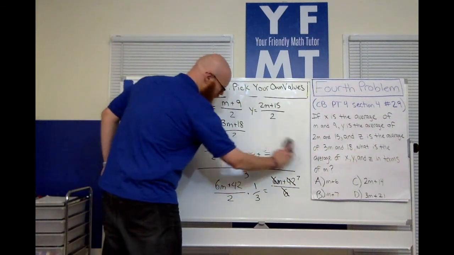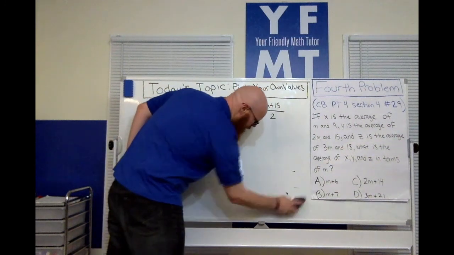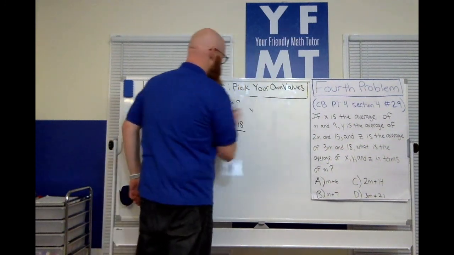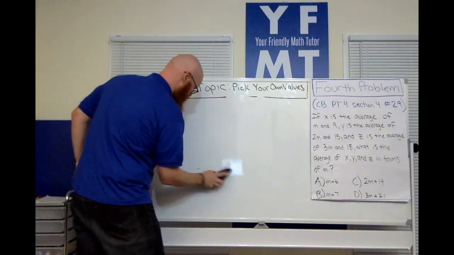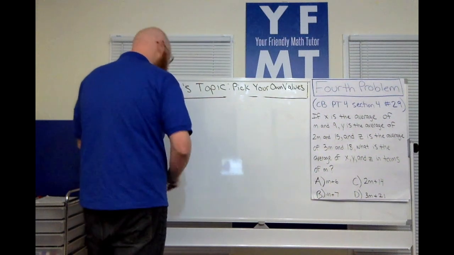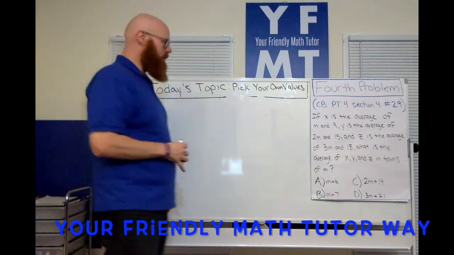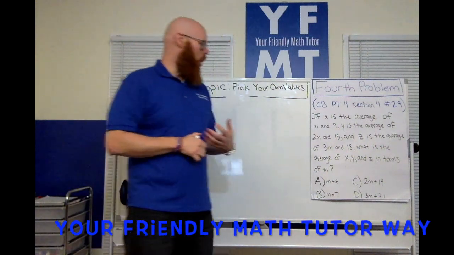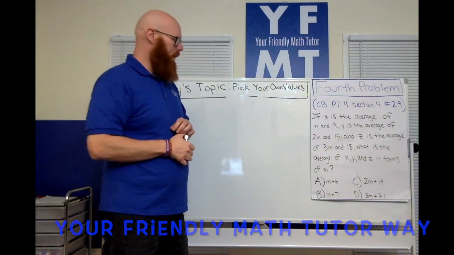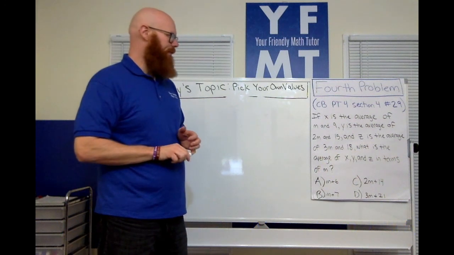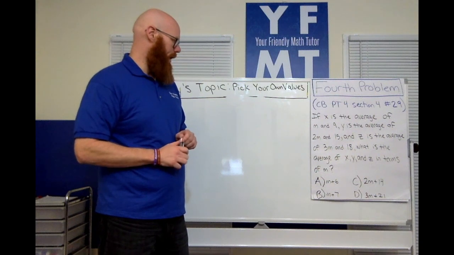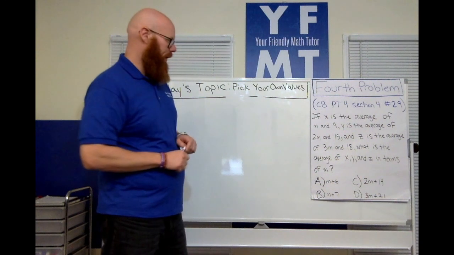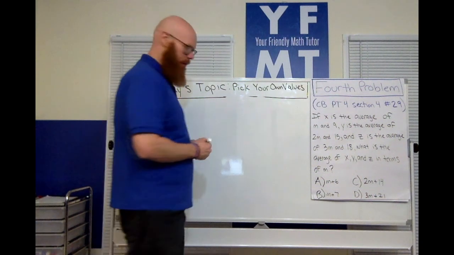So I'm going to give you that way so that you can kind of figure that out on your own. All right, so our way is to pick your own values. So what we could do is just pick a value for m. And I'm going to just pick m equal to 0.